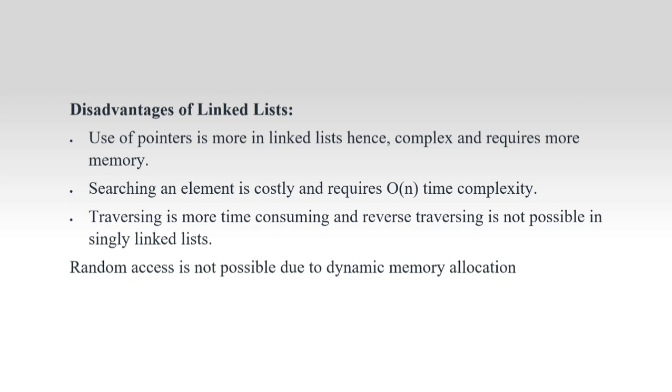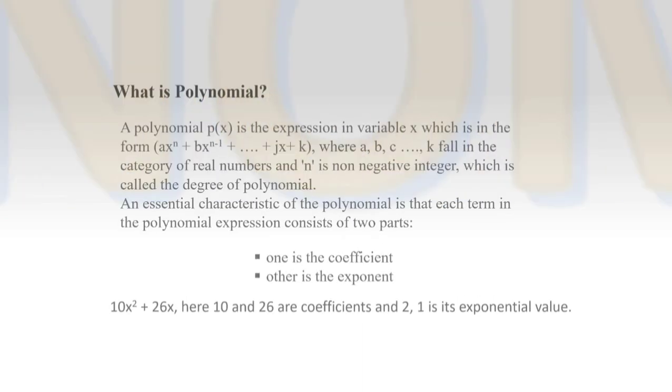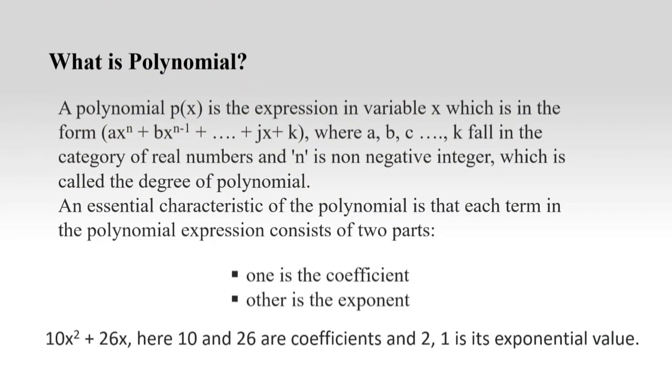Now let us go to the main topic, polynomial representation. What is a polynomial? A polynomial p(x) is an expression in the variable x, in the form of ax^n + bx^(n-1) and so on, where a, b, c, k fall in the category of real numbers and n is a non-negative integer, which is called the degree of the polynomial.